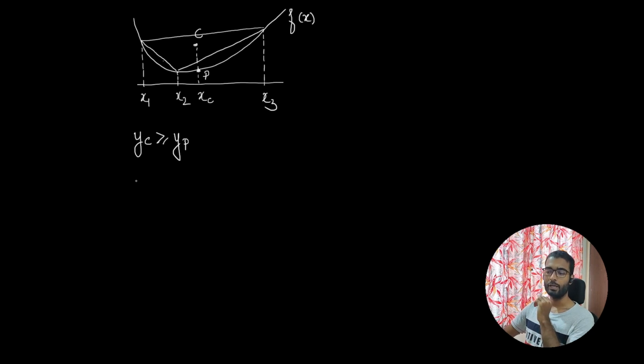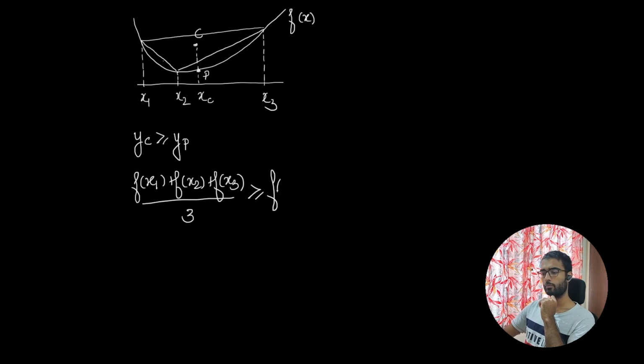Substituting the value of yc, that would be... Now what we got here is called the Jensen's inequality in finite form.